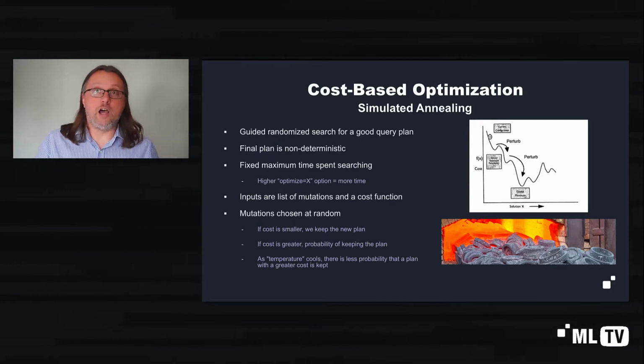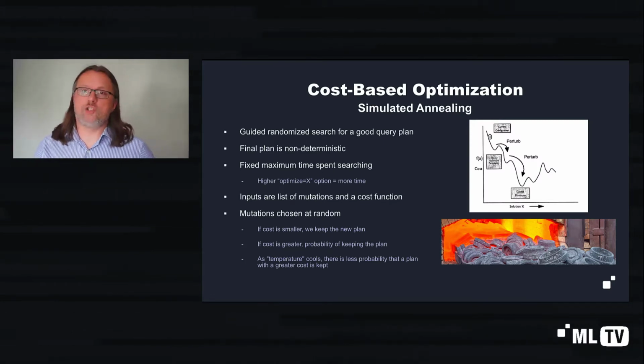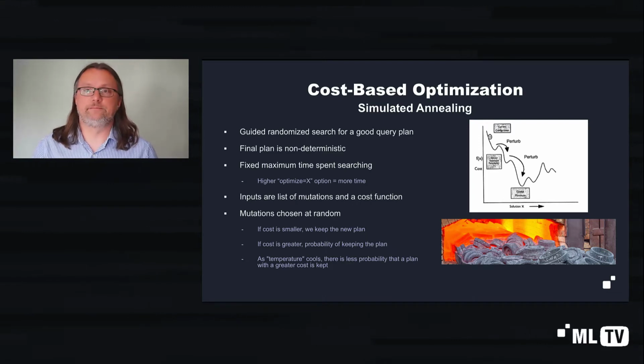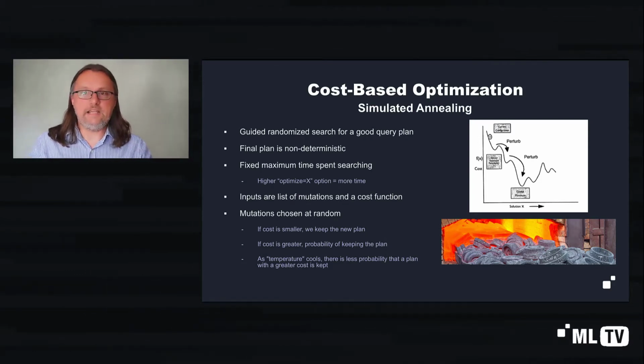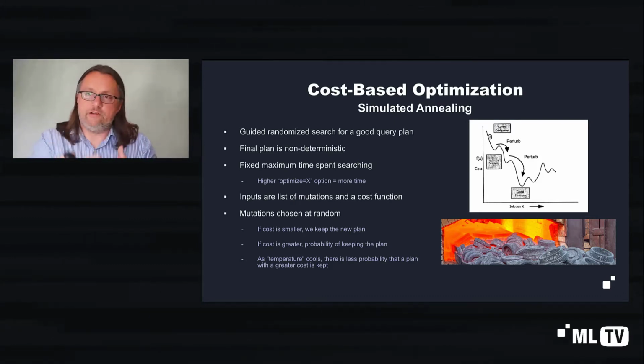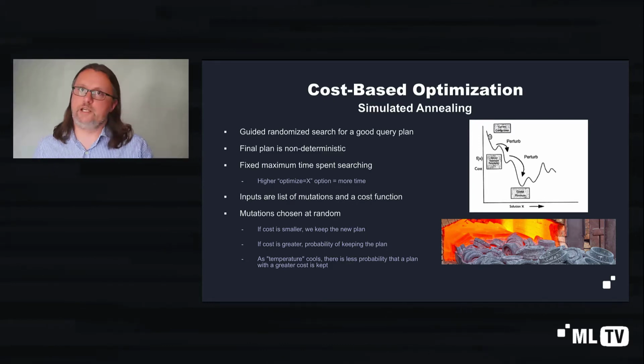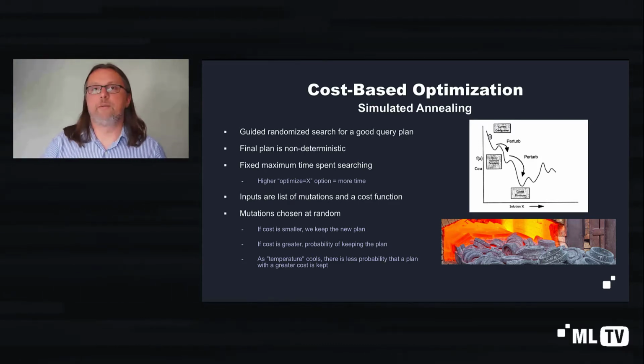Now, if you're using higher optimization levels, you're using cost-based optimization. And this uses an algorithm called simulated annealing. Simulated annealing is a guided randomized search for a good query plan. At each stage of the algorithm, we apply a very small change to the query plan called a mutation. The criteria for a mutation is that it gives the same answer before and after the mutation has been applied.